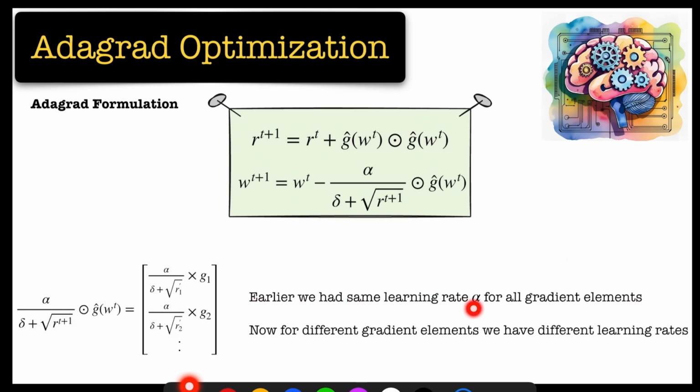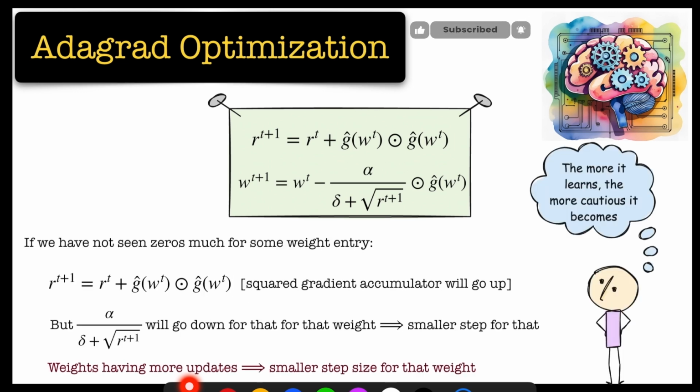Earlier we had the same learning rate alpha for all gradient elements. So now for different gradient elements we have different learning rates. So that's the advantage of AdaGrad.